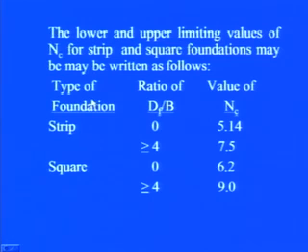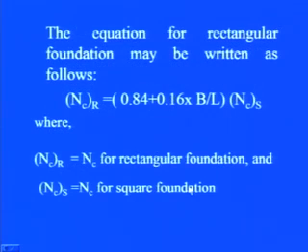For the different types of foundation and different ratios of DF by B: for the strip footing, when DF by B is 0, NC is 5.14. If it is greater than or equal to 4, it is 7.5. For square footing, if DF by B is 0, then it is 6.2, and if it is greater than or equal to 4, it can be taken as 9.